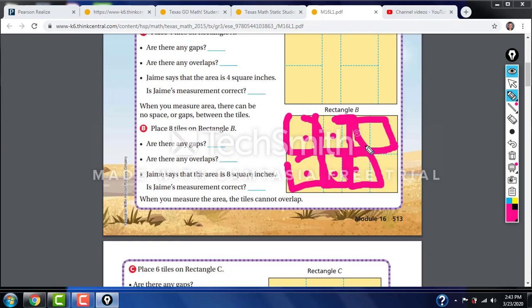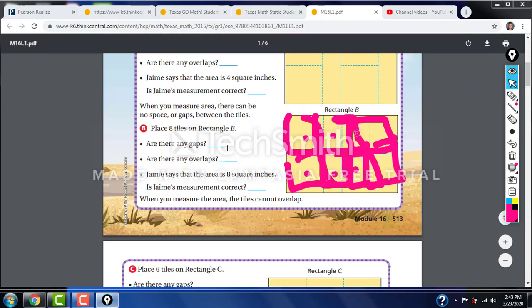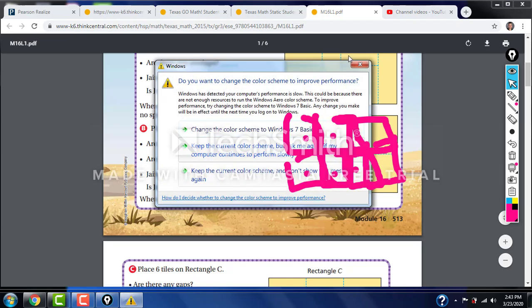So let's answer the questions. Are there any gaps? Are there gaps like there were in this section here? Well, the answer is no. There are no gaps. Are there any overlaps? Do you see any of these tiles crossing over to the area of the other tiles? The answer here is yes.